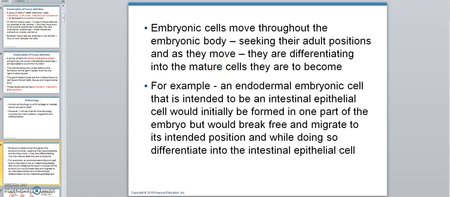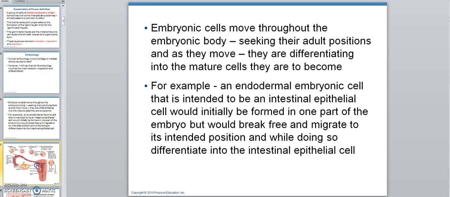Remember, becoming cell specialized. For example, an endodermal embryonic cell that is intended to be an intestinal epithelial cell would initially be formed in one part of the embryo, but would break free and migrate to the other part and then differentiate into an intestinal epithelial cell. So embryology involves migration and differentiation.